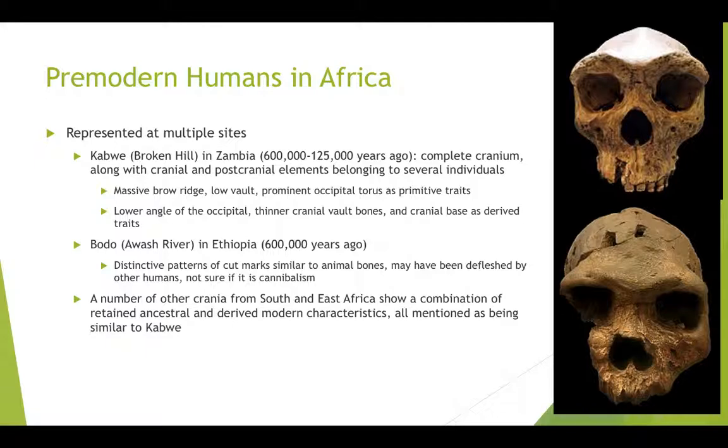As we look across much of South and East Africa, we find the same interesting mix of primitive and derived traits. We find this pattern of mosaic evolution. And so these retained ancestral traits vary from site to site. The derived modern characteristics also vary from site to site, but tend to be fairly similar to what was described in the Kabwe skull.